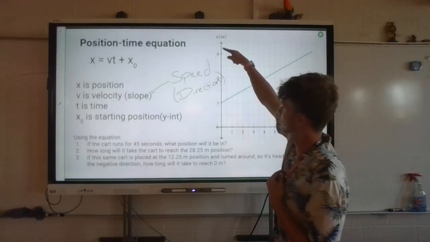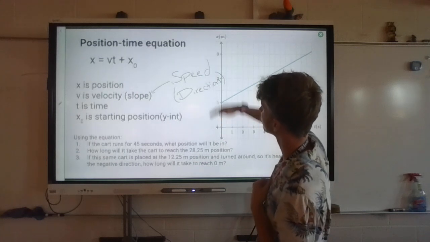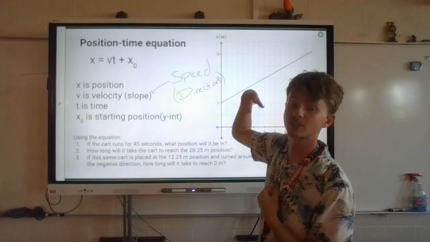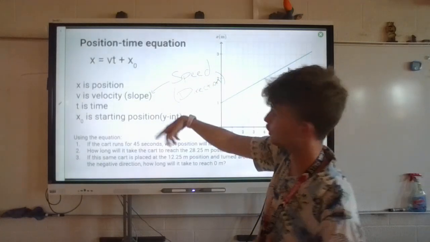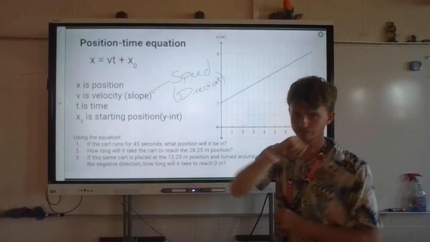Okay, our distance in meters is our y-axis, but now on a position versus time graph, instead of saying y, we say x. X stands for position. We replace y over here with x, and we do that with all the other letters too. Okay.